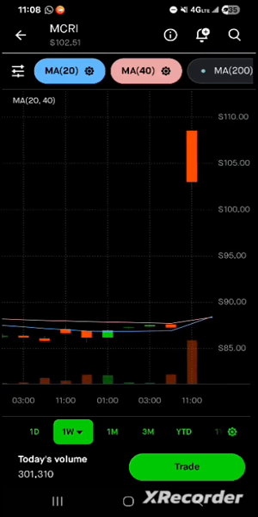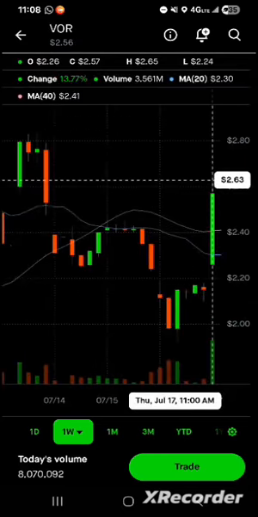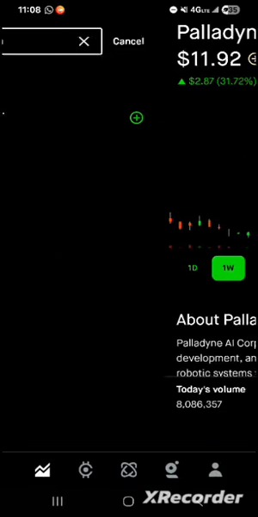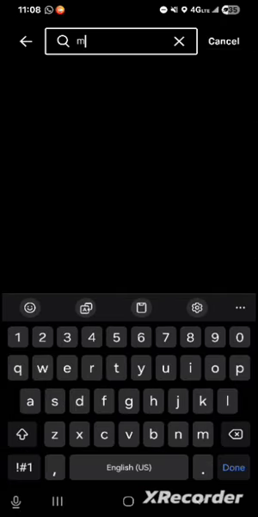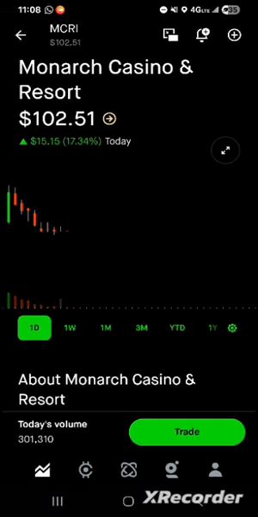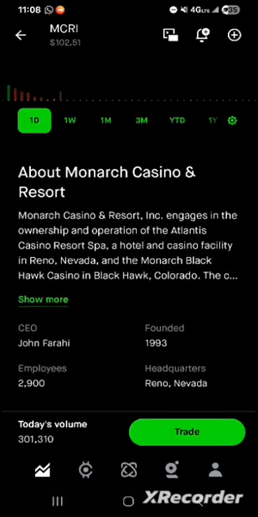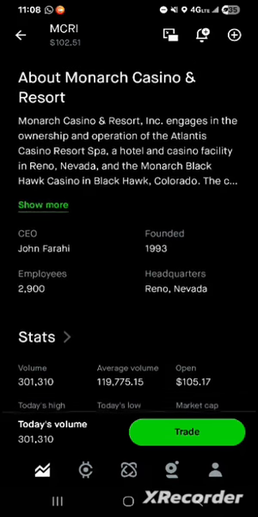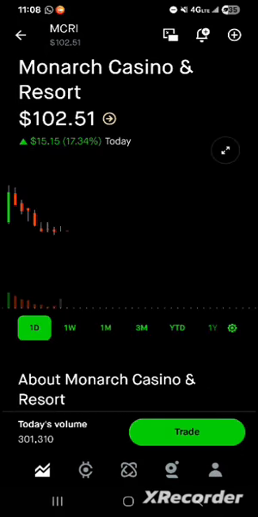The thing is, even though this may be a cross, we want to avoid it because you see today's volume, 301,000. So let's take a look. MCRI. We'll break it down. Okay. We see how today's volume is 300,000. We want to compare it to the current volume. Average volume is 119. Current volume is 300,000. This has potential. This definitely has potential.